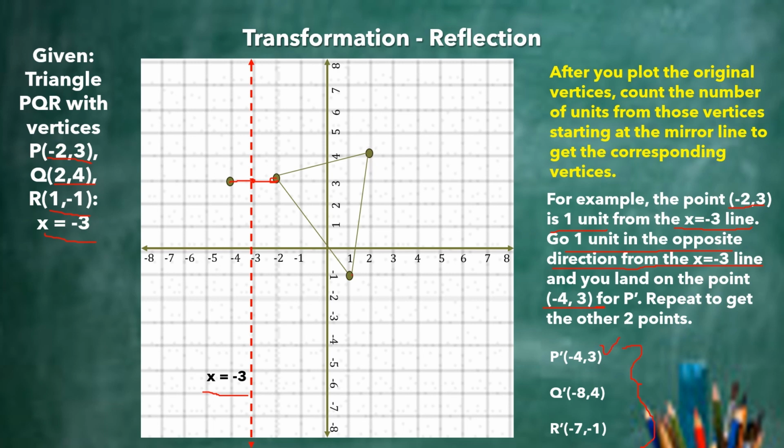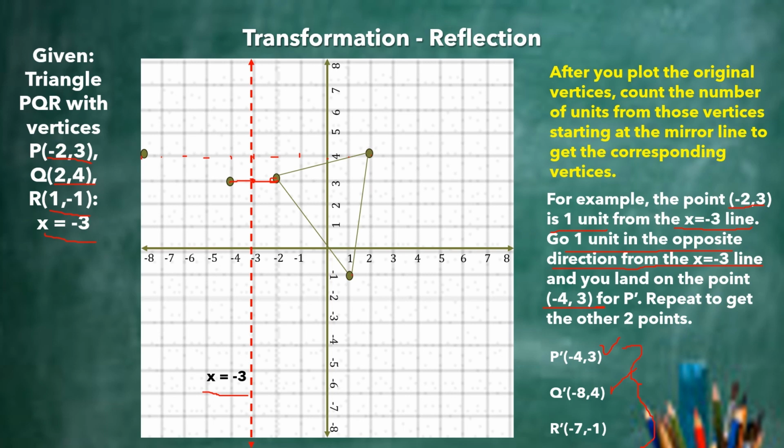Let's do this one. From the mirror line, you get 1, 2, 3, 4, 5 units that it moved. I'm going to go back to my mirror line and go 5 units in the opposite direction. 1, 2, 3, 4, 5. And I end up at (-8, 4). Grandma T got that one right too.